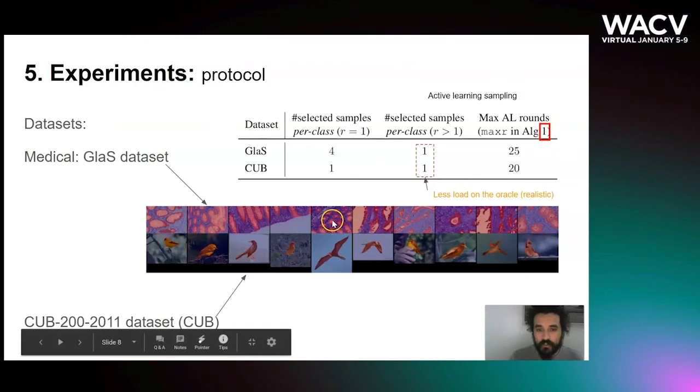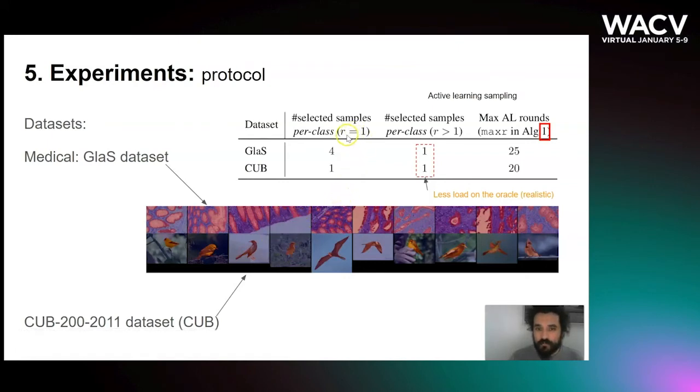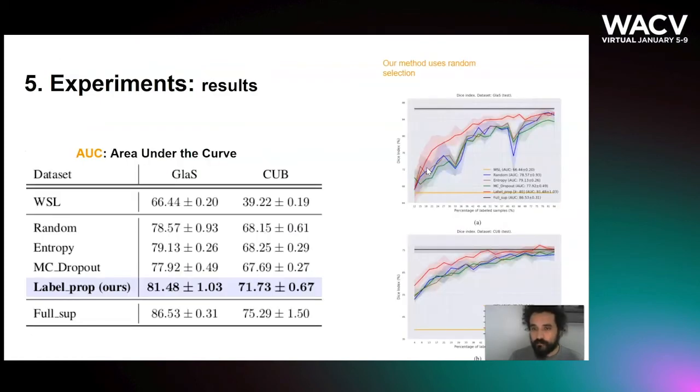In terms of experimentation, we evaluate all the methods on two datasets, and we use this protocol for active learning. For the first iteration of active learning, we label only a few samples per class, and in the next iterations we label only one sample per class, and the reason for this is to use a more realistic load on the annotator. The results show that our method, even using only random selection, outperforms the other methods overall, and this is due to the additional supervision obtained from self-learning of our model.